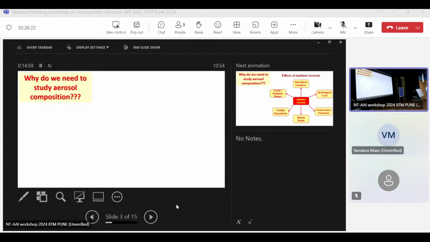Differential composition, the aerosol will have differential effect on climate and health. So the effect on climate or health will depend on composition. That is what you say. Anything else? If you want to study something, you have to know the composition. Okay. Anything else?